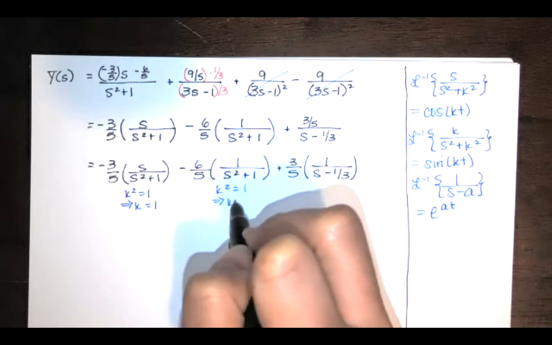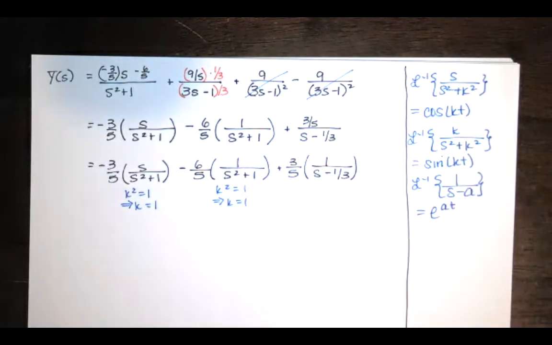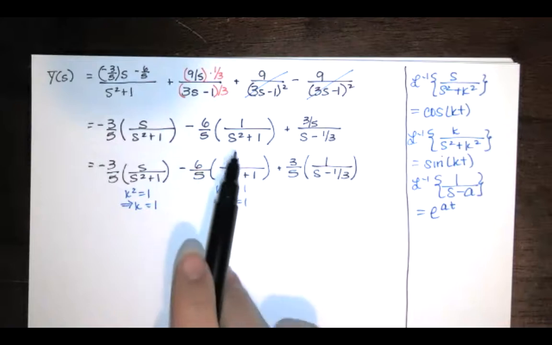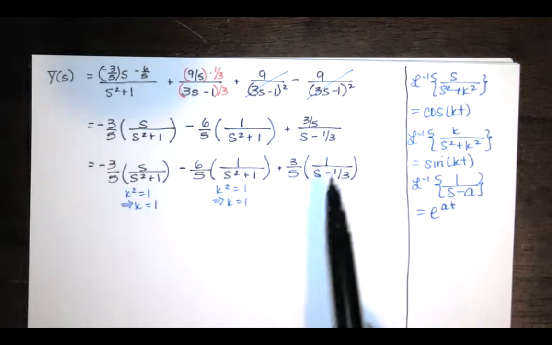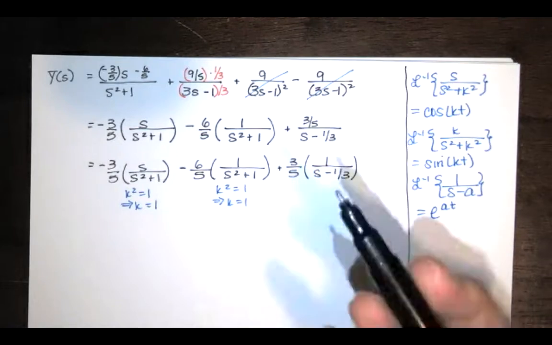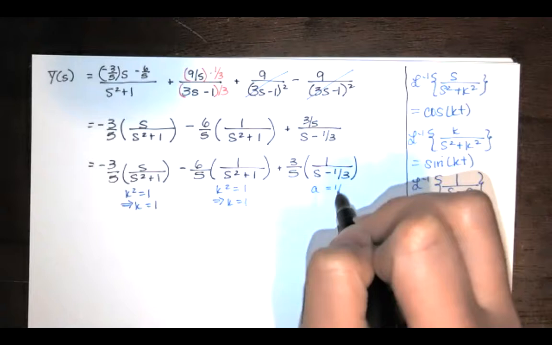So K equals 1. In order for these patterns to match, I need a 1 in the numerator, and I have a 1 in the numerator, so I'm good there. If the constant in the numerator wasn't exactly what I needed it to be, I might have to multiply by a well-chosen 1, but in this case, I don't have to. And this last one is 1 over s minus a, and the number we're subtracting from the s is a. So that's a 1/3.